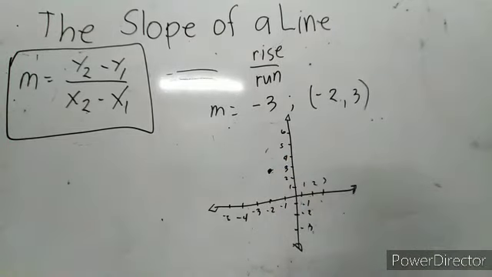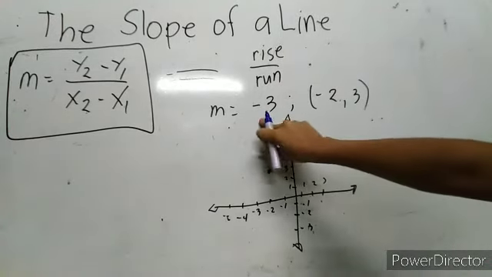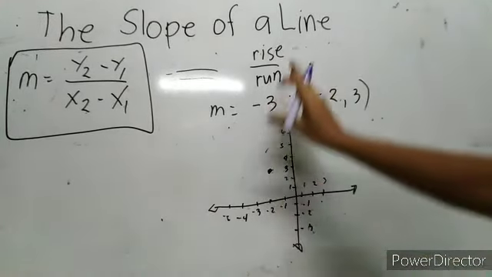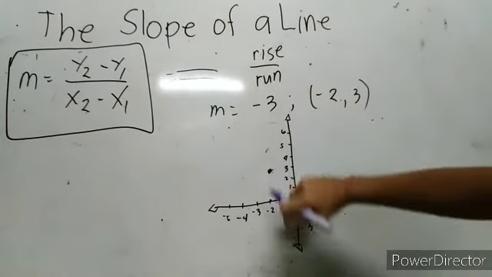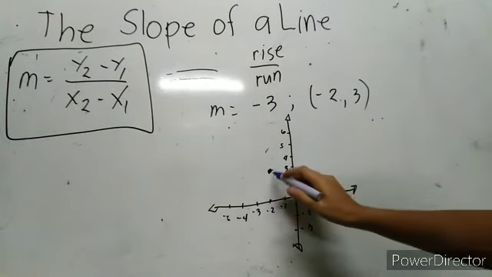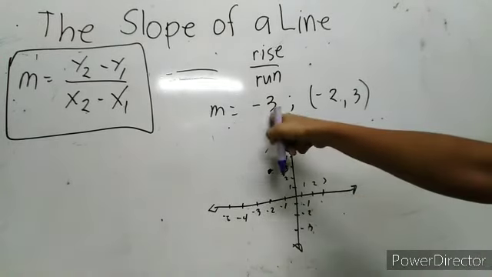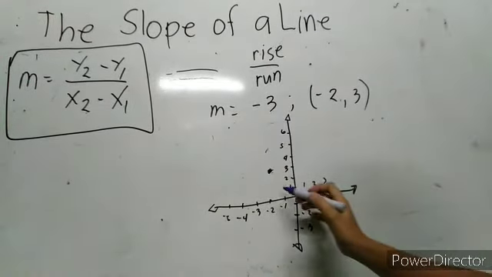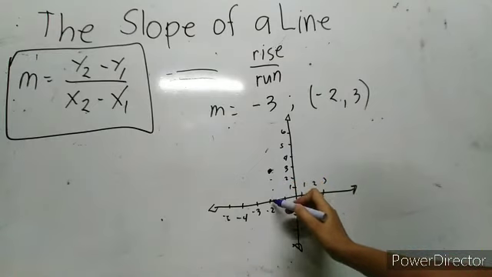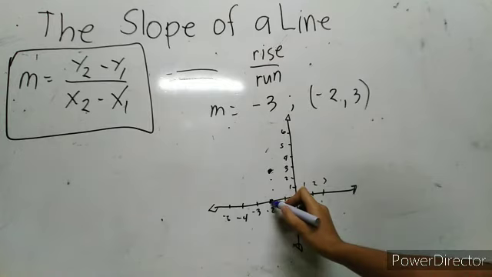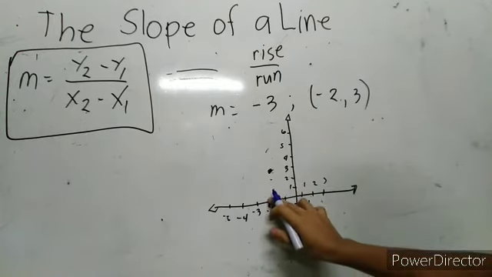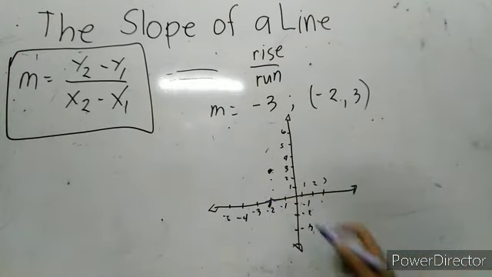So, since our slope is negative 3, negative meaning instead of rising, we go down. How many steps do we go down? Since this is negative, we go down. Then 3, so we go down 3 steps. So we have 1, 2, 3.